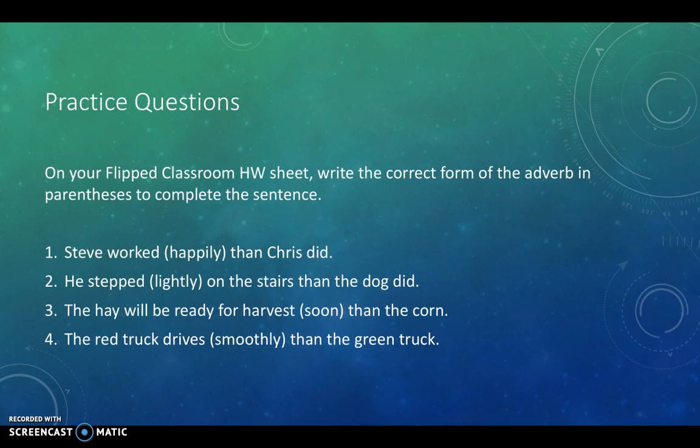On your flipped classroom homework sheet, write the correct form of the adverb in parentheses to complete the sentence. If you need to, go back into the video and look at the questions I asked. Is it one syllable? Does it end in ly? What do I need to do? If it's one syllable, you just add er. If it ends in ly, you add more.